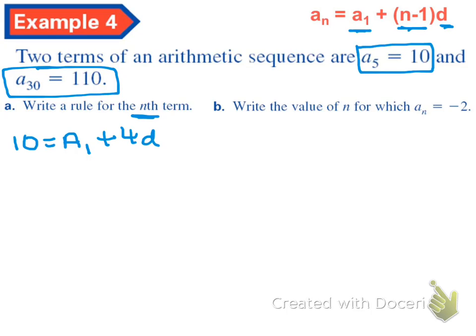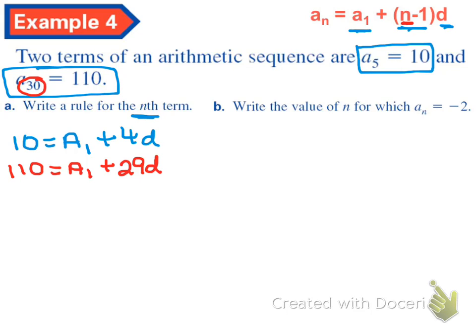Now we're going to do the same thing for the 30th term. We know that the 30th term is equal to 110. That also would be equal to your first term plus n minus 1. Well, since this is the 30th term, then n is 30. So you have 30 minus 1, or 29, times d. Now you have a system of linear equations. You have two equations in the same variable.